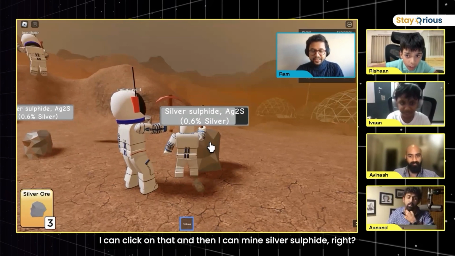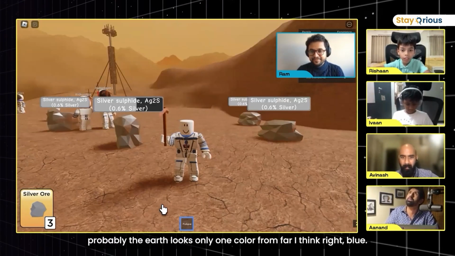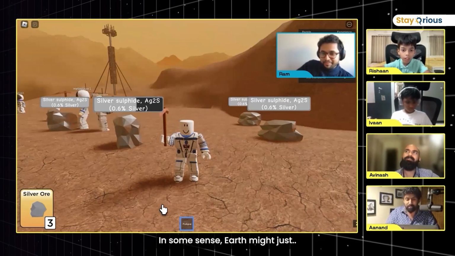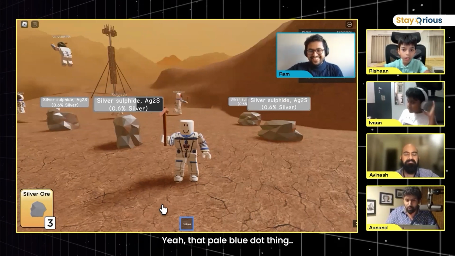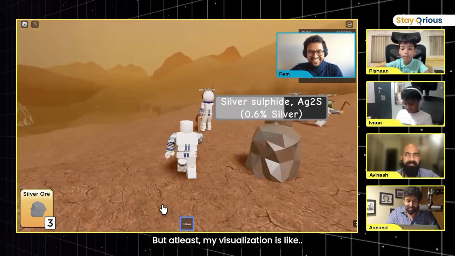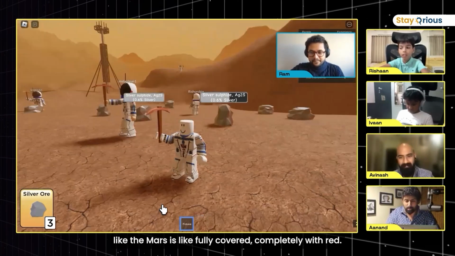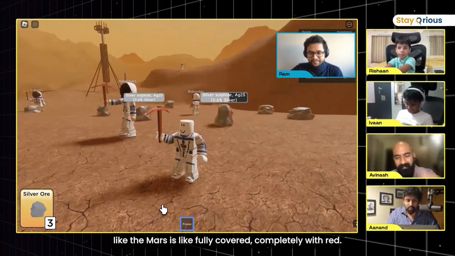Sapphire, right? And Avi, on your question, I was thinking probably the Earth looks only one color from far. Blue, in some sense, a blue dot. Earth might play that blue dot thing. But at least in my visualization, Mars is fully covered, completely red.